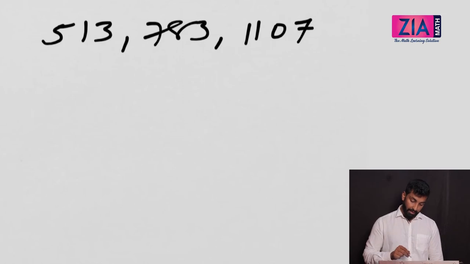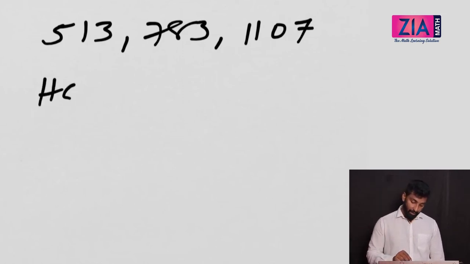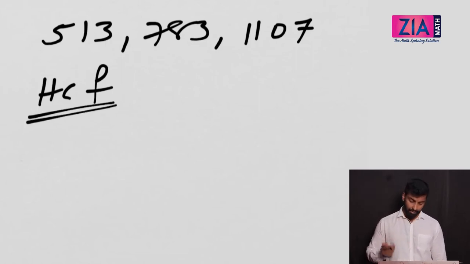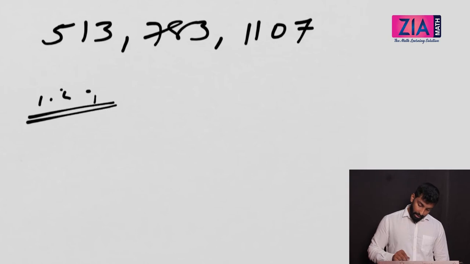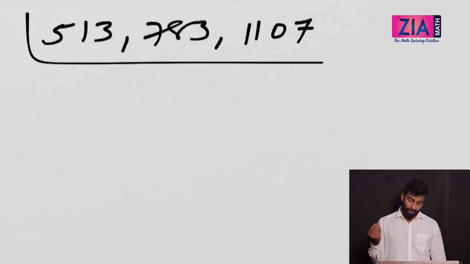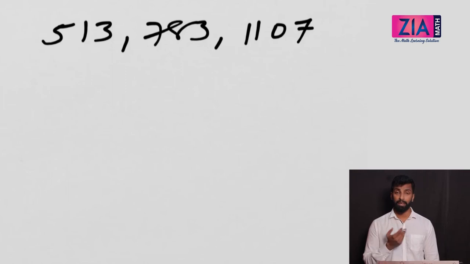Now what is given? They are asking what is the largest number which can divide 513, 783 and 1107. Basically, you need to find the HCF, the largest number which can divide all three numbers. A direct question. But how will you start? Either you prime factorize or you divide like this, but it takes time to identify the common number and check divisibility.